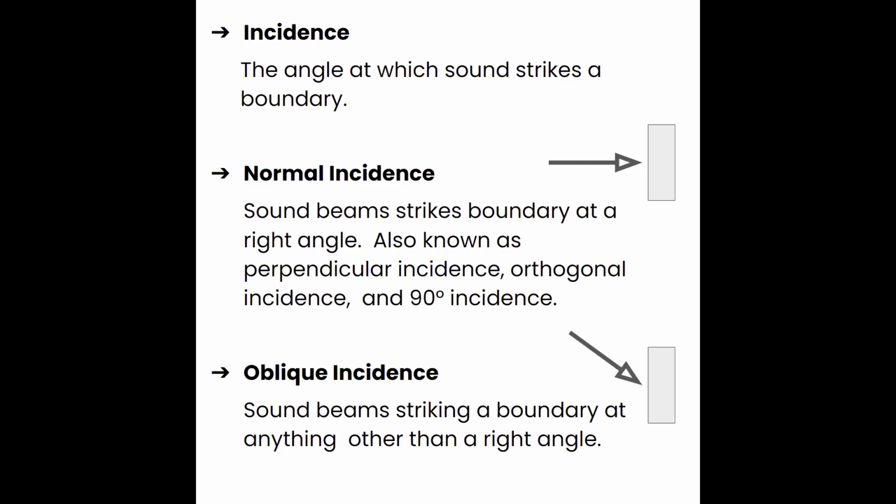Normal incidence is going to be when the sound beam strikes the boundary at a right angle. Now, normal incidence comes along with some other synonyms. We can call it perpendicular incidence, orthogonal incidence, and 90-degree incidence. No matter what it is, it's sound coming directly perpendicular to the face of the boundary. Oblique incidence, then, is going to be sound coming at any other angle than 90. So most of our sound waves are going to be traveling at oblique incidences to our boundaries. But as we mentioned back with specular reflectors, that normal incidence, that 90-degree incidence, is really going to produce some really nice, crisp reflections from those specular reflectors.